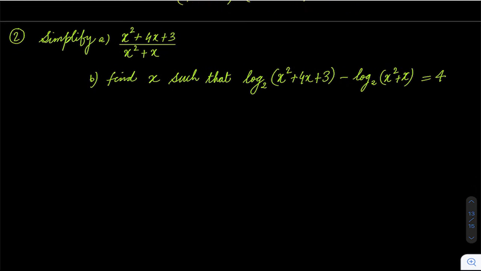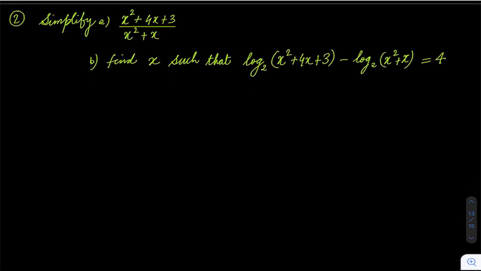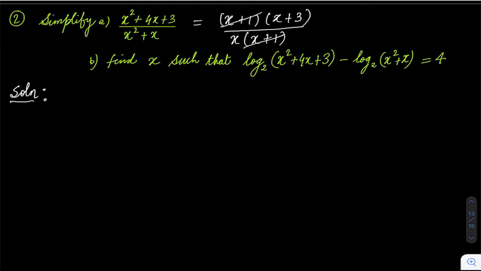Okay, let's try one more question. Simplify x square plus 4x plus 3 over x square plus x. Okay, so let's simplify. So basically, make factors, right? Quadratic, we can make factors. So this is nothing but x plus 1 into x plus 3. You can do it here only. This is x square plus x. Let's take x common. This is nothing but x plus 1. And then you can just cancel x plus 1. So what I'm getting is x plus 3 over x. Okay, so that's a simplified version.